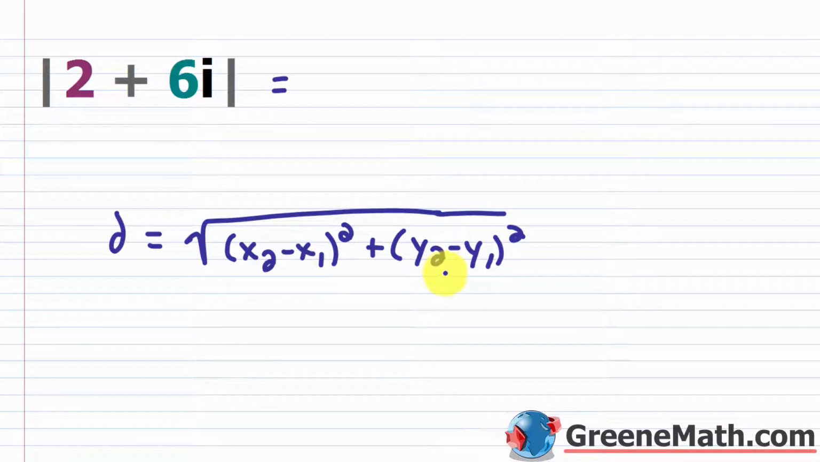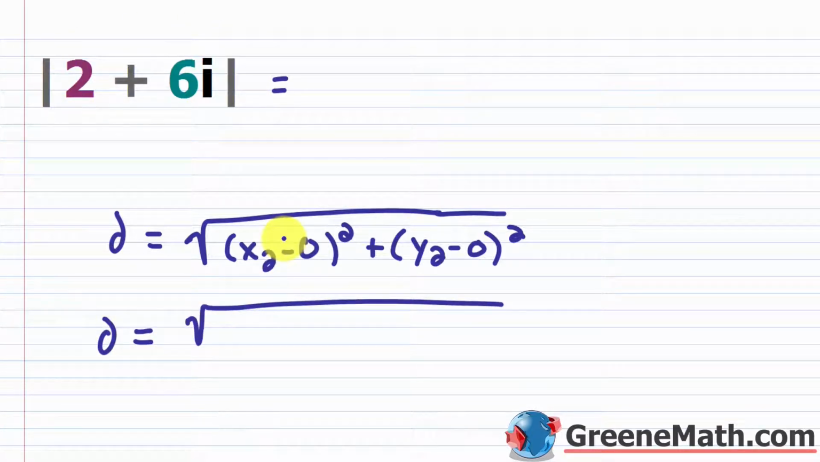So this is 0, and this is 0. So really, I can simplify this and say the distance between this guy and the origin is the square root of, drop the x sub 2 and just say x squared, plus drop the y sub 2 and say y squared, okay? Now, in the terminology of complex numbers, instead of saying x squared, I'm going to say a squared. Instead of saying y squared, I'm going to say b squared, okay?